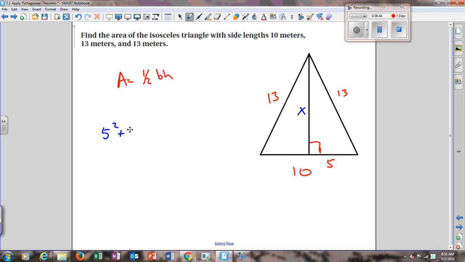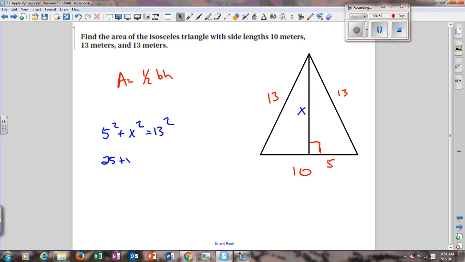So it's 5 squared plus x squared equals 13 squared. And me being a genius, I know this is 12. We'll work it out anyways. 25 plus x squared equals 169. Subtract the 25, get x squared equals 144. Take the square root, and you get x equals 12. So your height is 12.